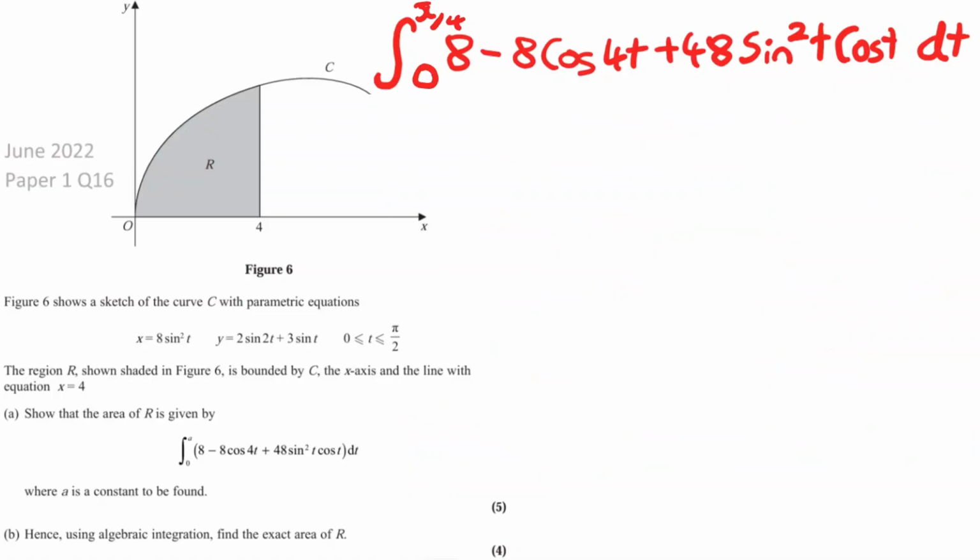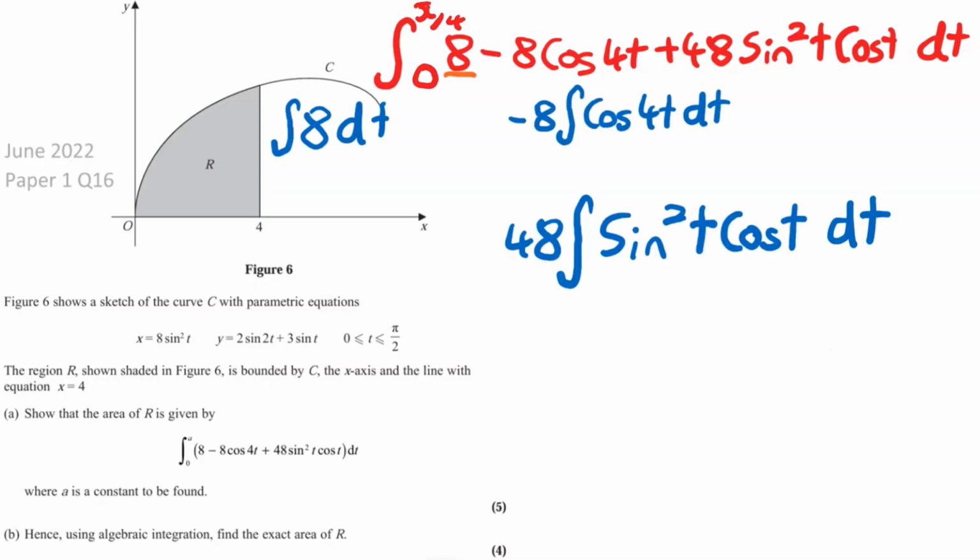Okay, and then for part B, we actually need to go about integrating this in order to find the exact area of R. So in order to integrate this, let's first integrate this function. We have 3 terms, so let's focus on these 3 terms individually and integrate them. If we integrate a, this is easy. If you integrate a in terms of t, it's going to be 8t.